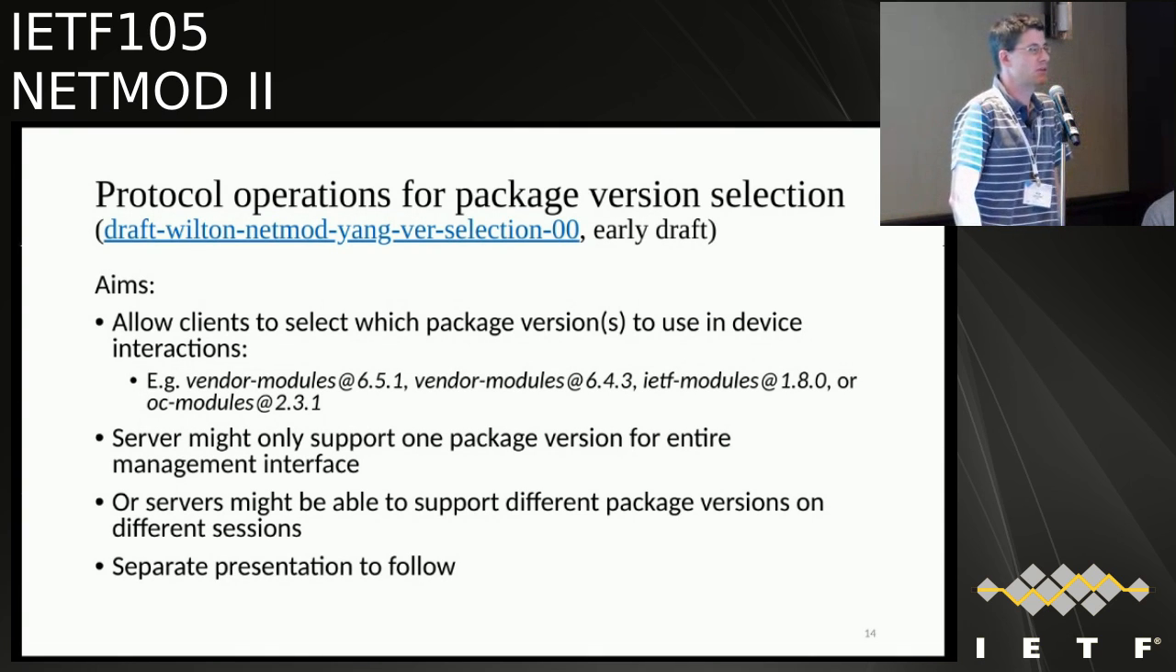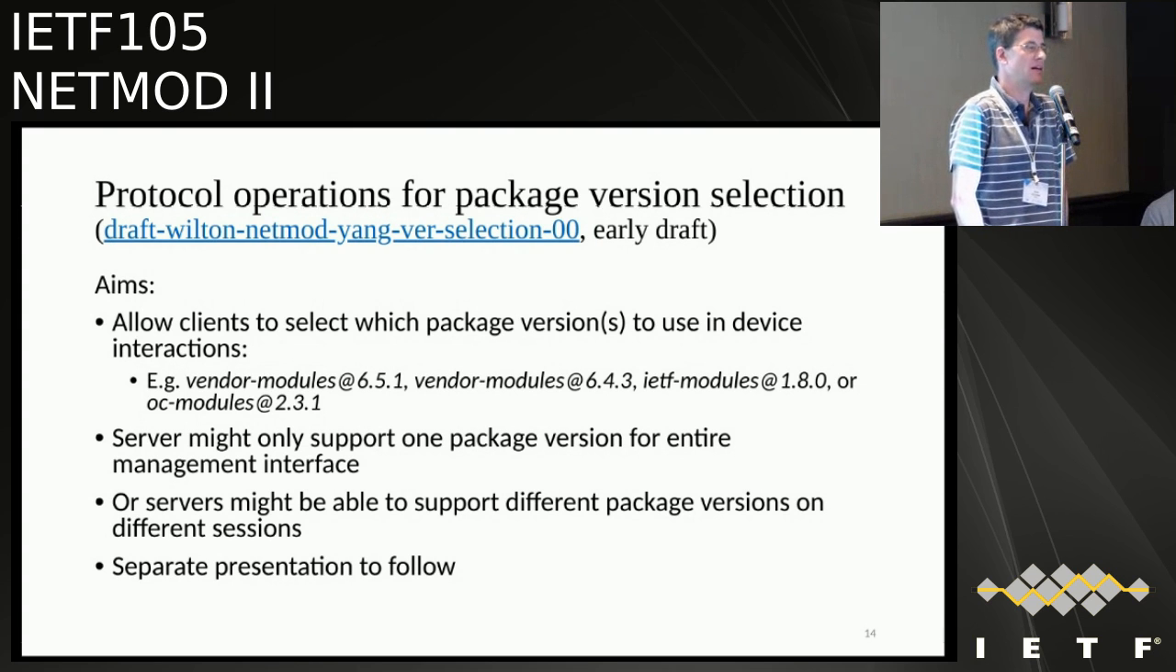So the fourth one is protocol operations for package version selection. One of the key aims of YANG packages is to allow devices to potentially implement different versions of modules as cohesive sets, and then to allow clients to select which ones to use. So this could be done where they're choosing between some different sets of vendor modules, or it might be they want to choose to use the IETF YANG models or a particular version of the OpenConfig YANG models as examples.